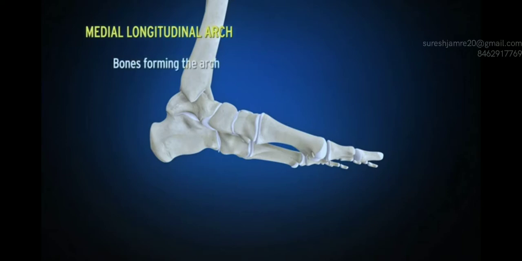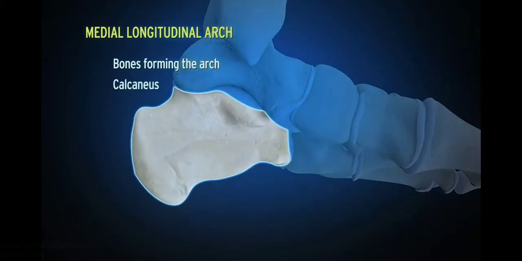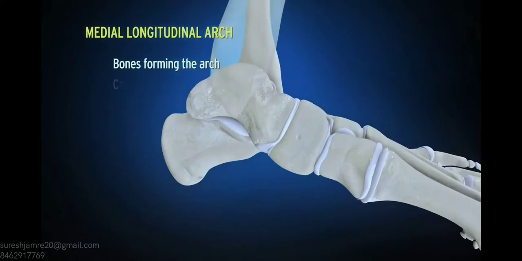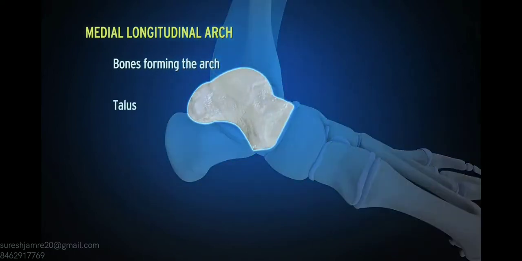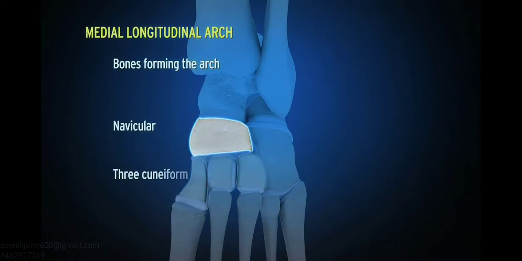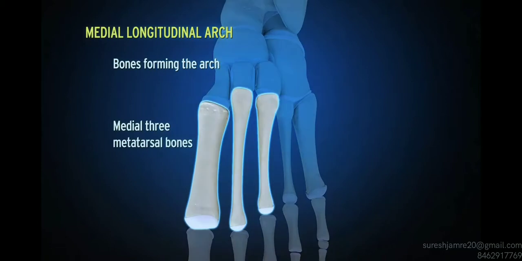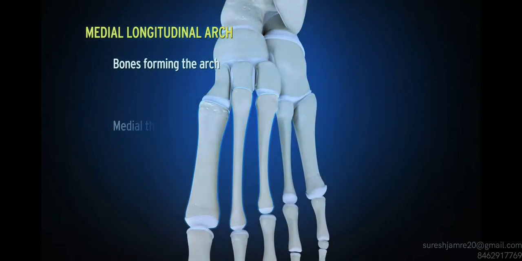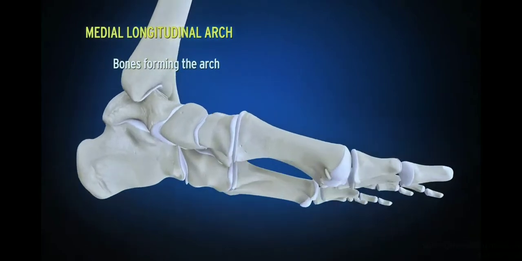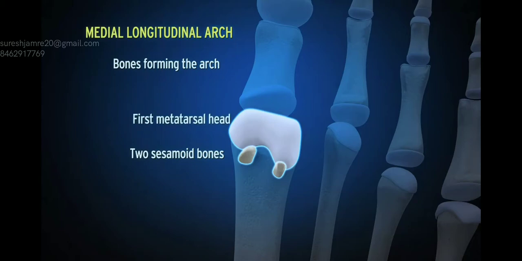Bones forming the arch: calcaneus, talus, navicular, 3 cuneiforms, and medial 3 metatarsal bones up to the head, and 2 sesamoid bones beneath the first metatarsal head.